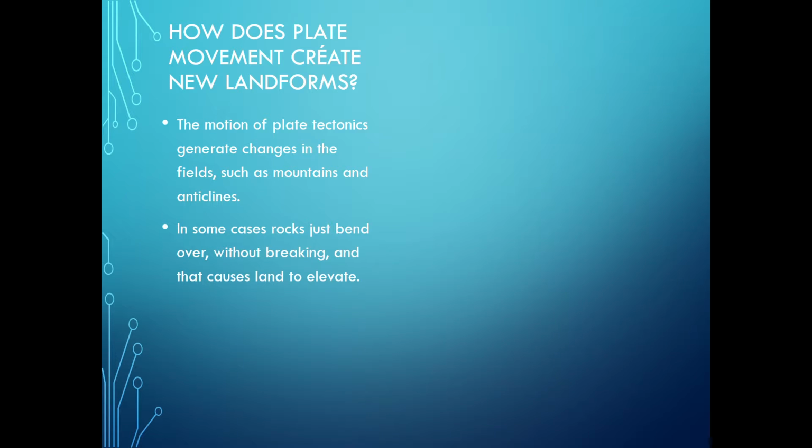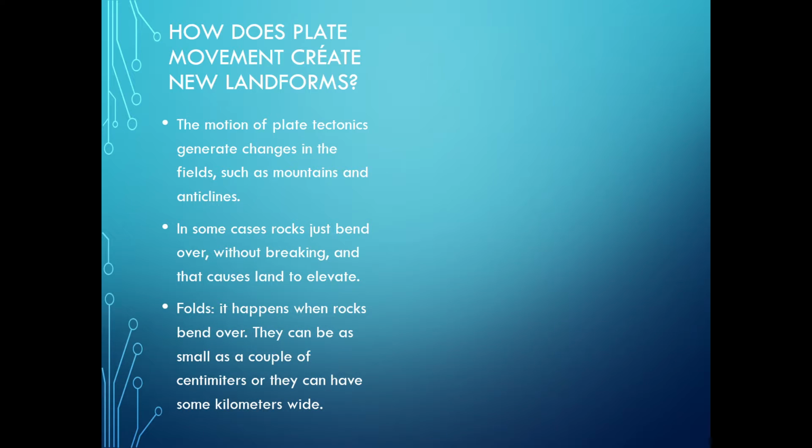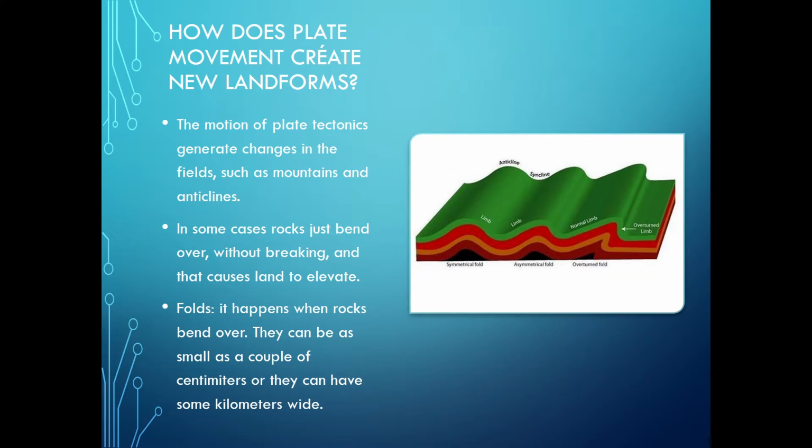In some cases, rocks just bend over without breaking, and that causes land to elevate. So when we mention the elevation of land, we mean that we are creating a mountain or just a valley. We have a very important term to analyze, which is fault. It happens when rocks bend over. They can be as small as a couple of centimeters, or they can be some kilometers wide.